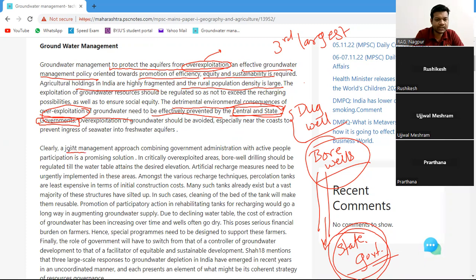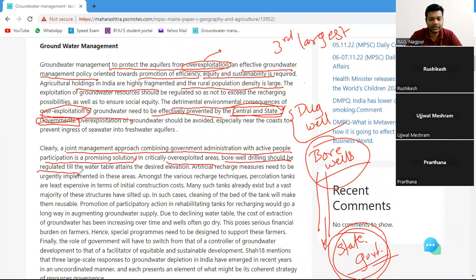So a joint management approach combining government administration with active people participation is a promising solution. Now, in critically overexploited areas, borewell drilling should be regulated, just like the areas where the groundwater table has gone very low. For example, the orange cultivation areas in Vidarbha, or the Marathwada area where sugarcane is the main crop. Sugarcane needs a very high amount of water, oranges need very high amounts of water, and rice needs very high amounts of water.